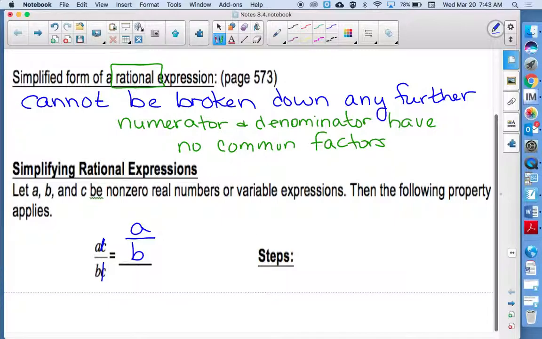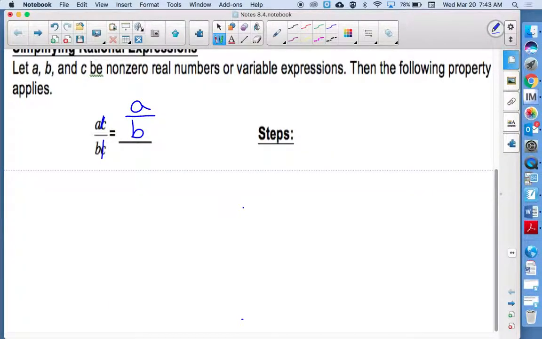But when we say they have no common factors, the problem has to be in factored form in order for us to simplify. So I have a little step thing here. We're going to put two steps. The first step is that it must be multiplication. And the only way we can get something into multiplication is to factor.